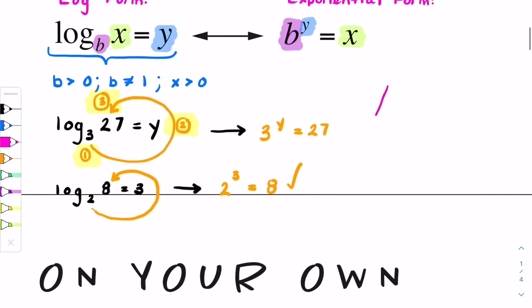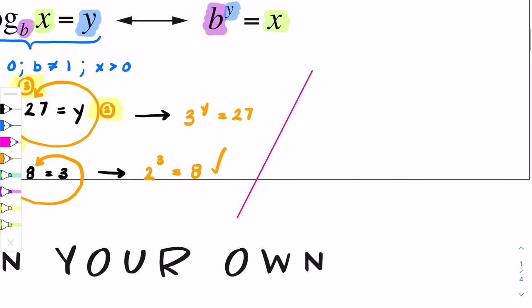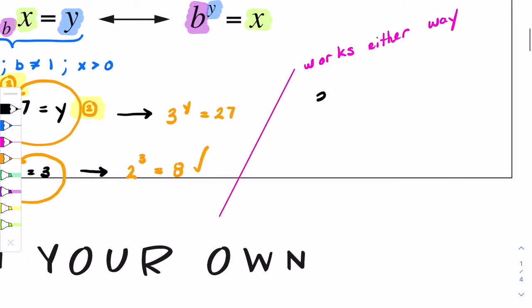You should know that this works either way. We just spent a moment going from log to exponential, but it also works going from exponential to log form. For example, let's do the same two problems. If I gave you 3 to the power of y is equal to 27, of course it's a different format, but you still start in the same order and draw your circle. You're starting at 3, you're drawing by 27, you're ending at y.